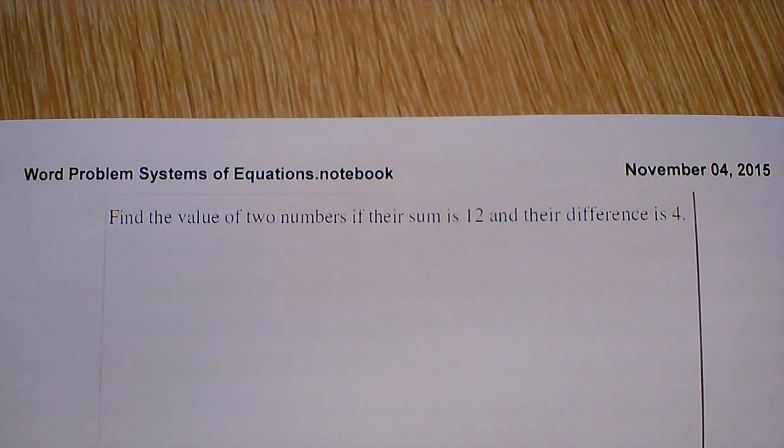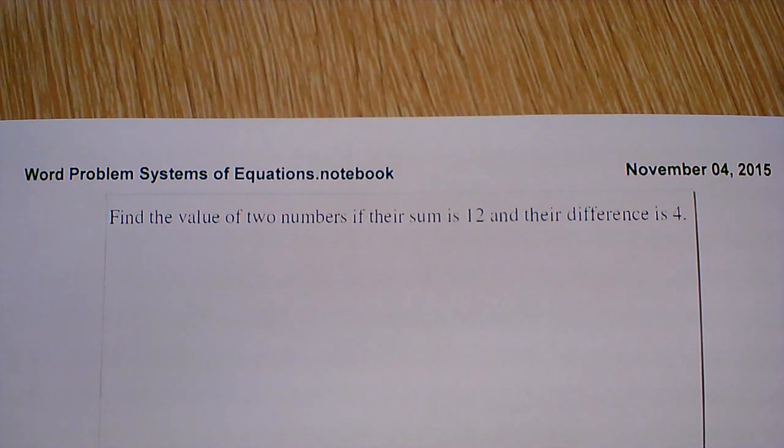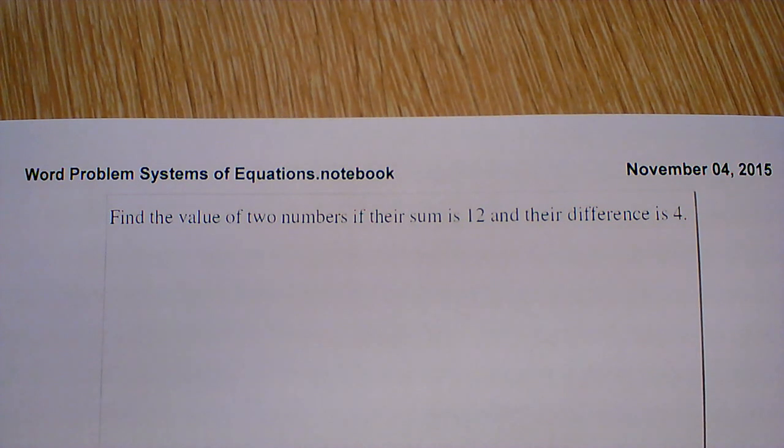So the other day we solved these systems of equations by graphing, and then yesterday and today we solved them algebraically. We're going to continue with solving them algebraically, but this time we're going to have them presented to us as word problems. The steps for doing this would be to first identify your variables. So in this case, our example says find the value of two numbers if their sum is 12 and their difference is 4. So in this case, we're looking for two numbers, so we don't really need to name our variables. We can just call them x and y.